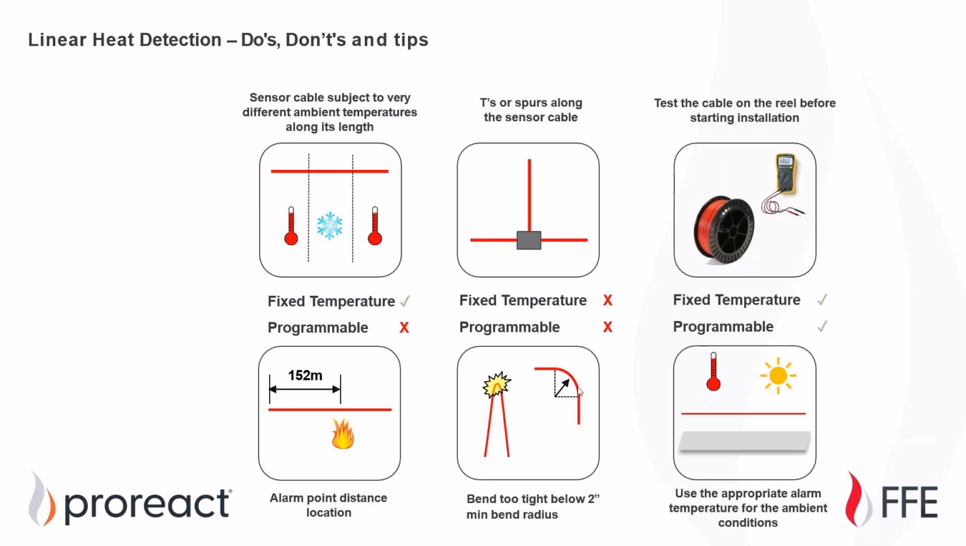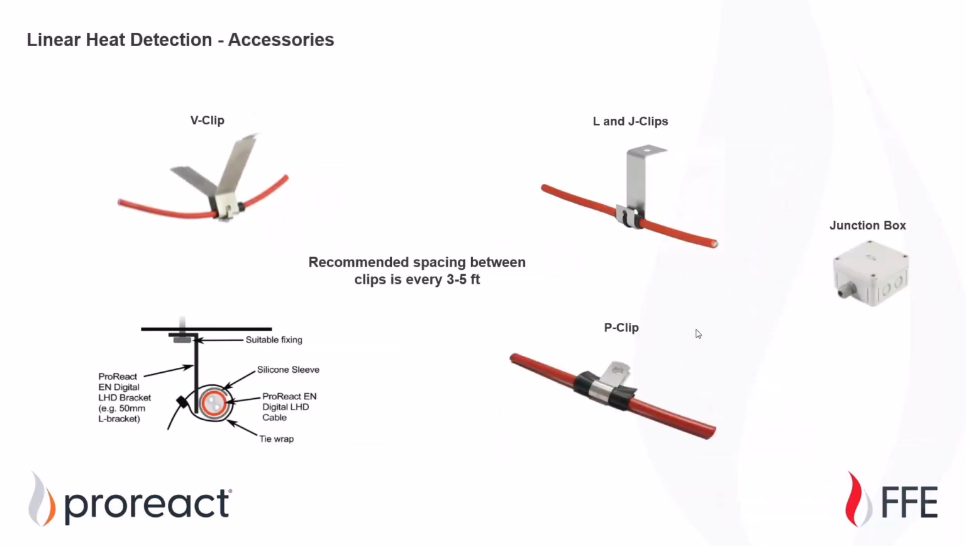Also, there is a minimum bending radius of 2 inches anytime you're making a 90. It's good practice, you could test the resistance of the cable on the reel for starting. And also, always take into account what the maximum ambient temperature is going to be for your application when determining what the activation temperature will be.